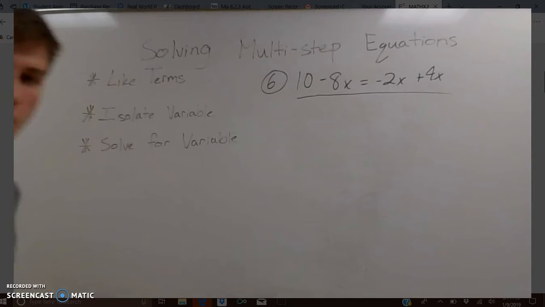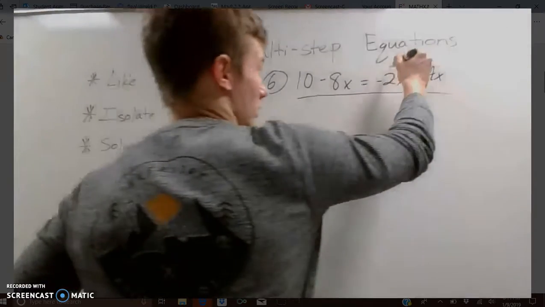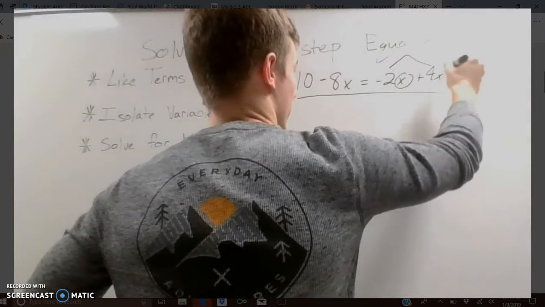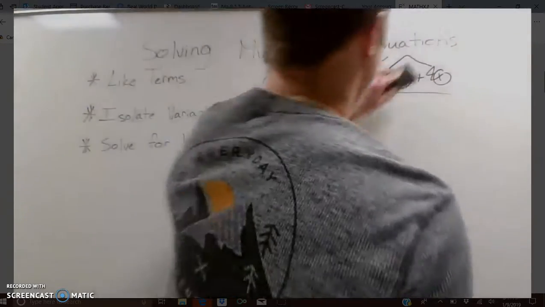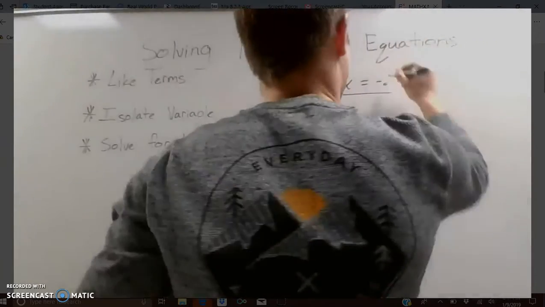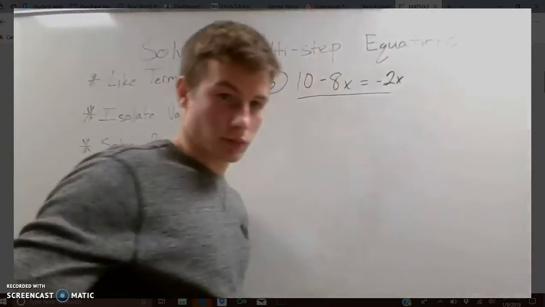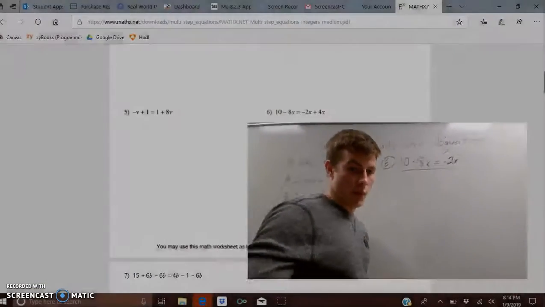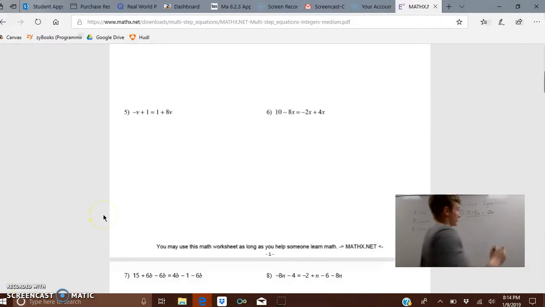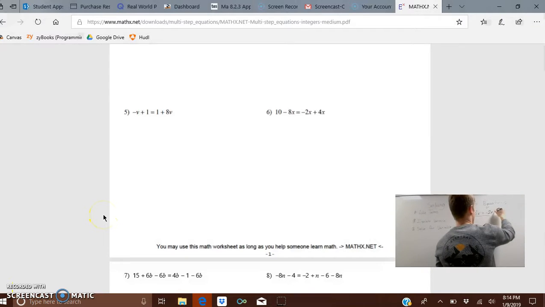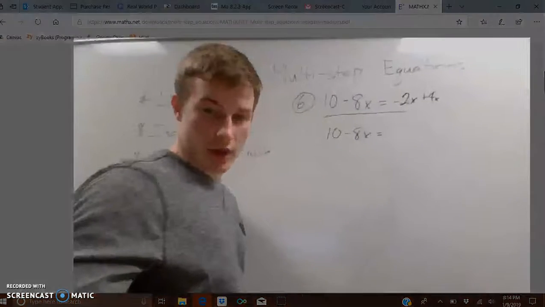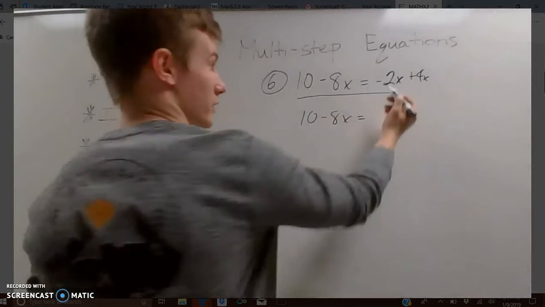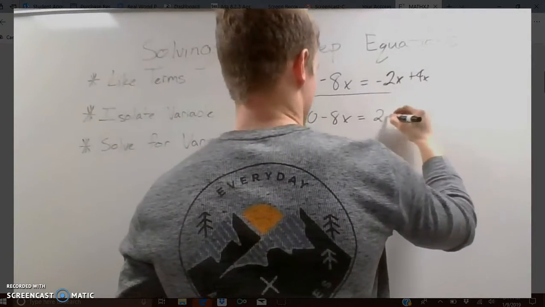What are we going to do here? What we want to do again is combine like terms. So we have x and x here. We want to combine like terms. So we have 10 minus 8x equals negative 2x plus 4x, which gives us 2x.